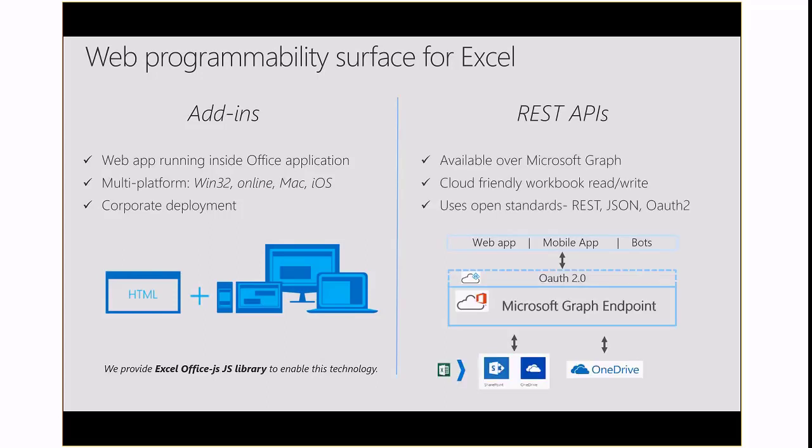On the right-hand side are the Excel REST APIs available over Microsoft Graph. Now, this allows you to integrate with any Excel files located on SharePoint, OneDrive, OneDrive Consumer, which is coming very soon. It's right now in beta. So any files that are located on these endpoints can now be accessed through Microsoft Graph Endpoint. Now this uses fairly open standards such as REST and JSON and OAuth to be able to integrate your mobile app or web app or any sort of new extensions such as bots to connect into Excel.